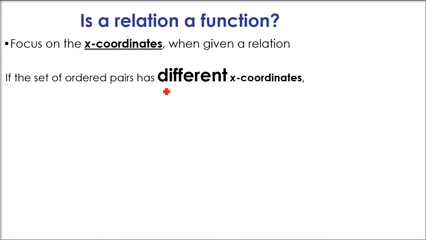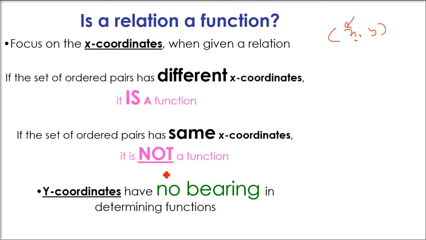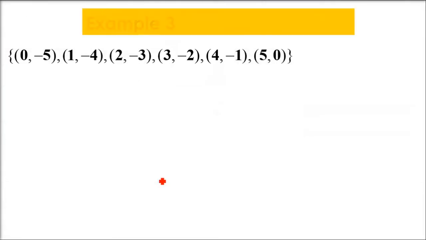All the x coordinates in the ordered pair (x, y), all the x values, these are the domain. If x values are different in all the ordered pairs, it is a function. If you have the same x coordinate, it is not a function. Y coordinate has no bearing in determining the function. You just have to see the x value.